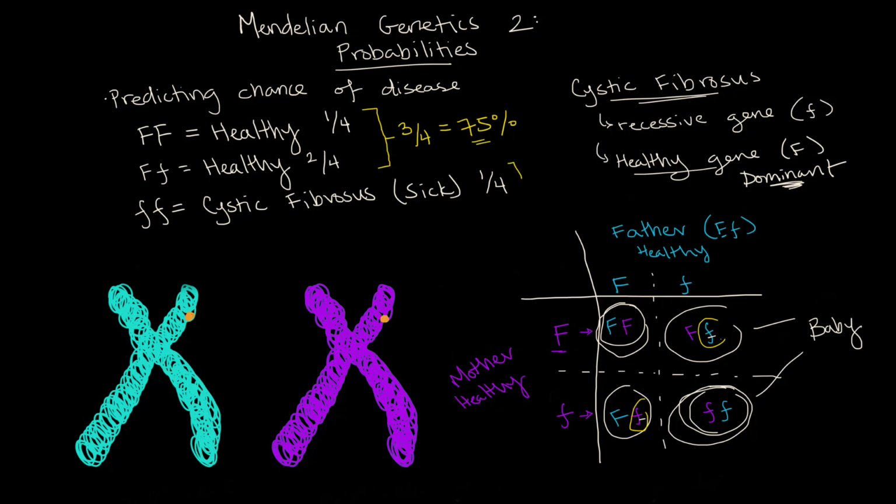The chance that they have a sick baby with cystic fibrosis is 25% chance. There's a 1 in 4 chance that this baby ends up with cystic fibrosis. So this is a CF baby.